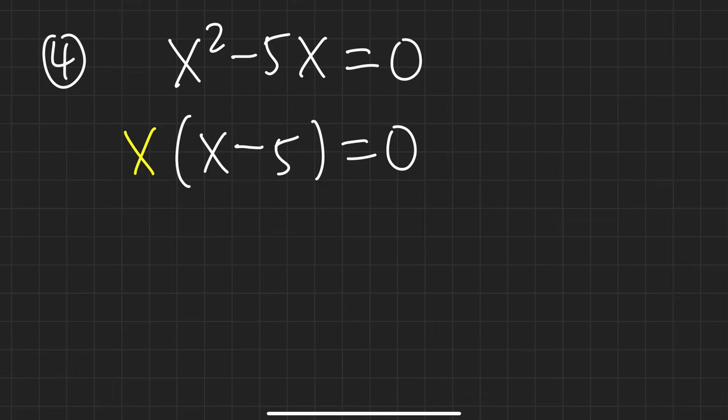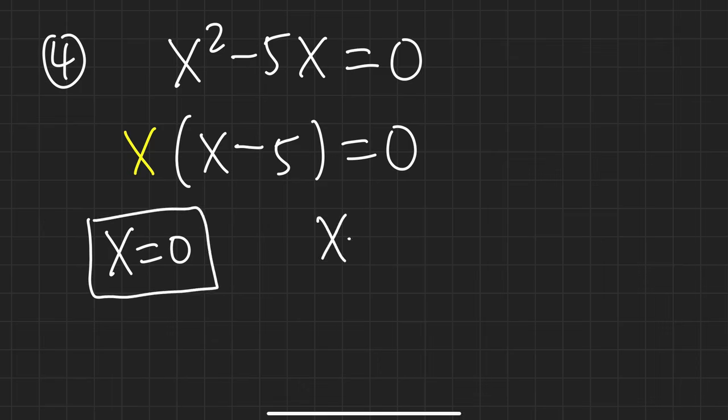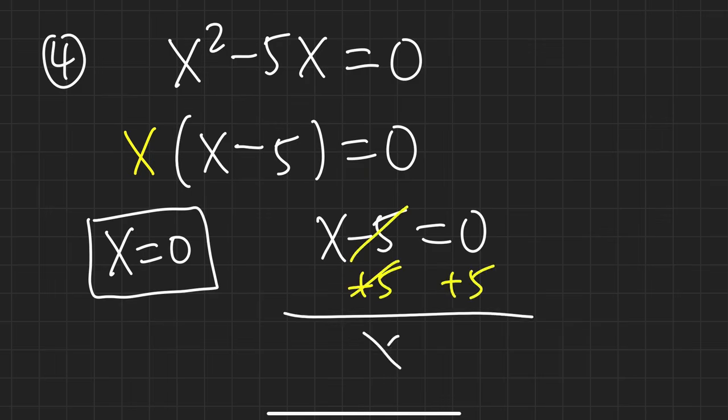And then we still do the same thing. Put the first factor equal to 0. So it's just x equal to 0. And we are done because x is by itself. It's equal to the number 0. And then for the other one, x minus 5 is equal to 0. Add the 5 to both sides. So x is equal to 5. Done.